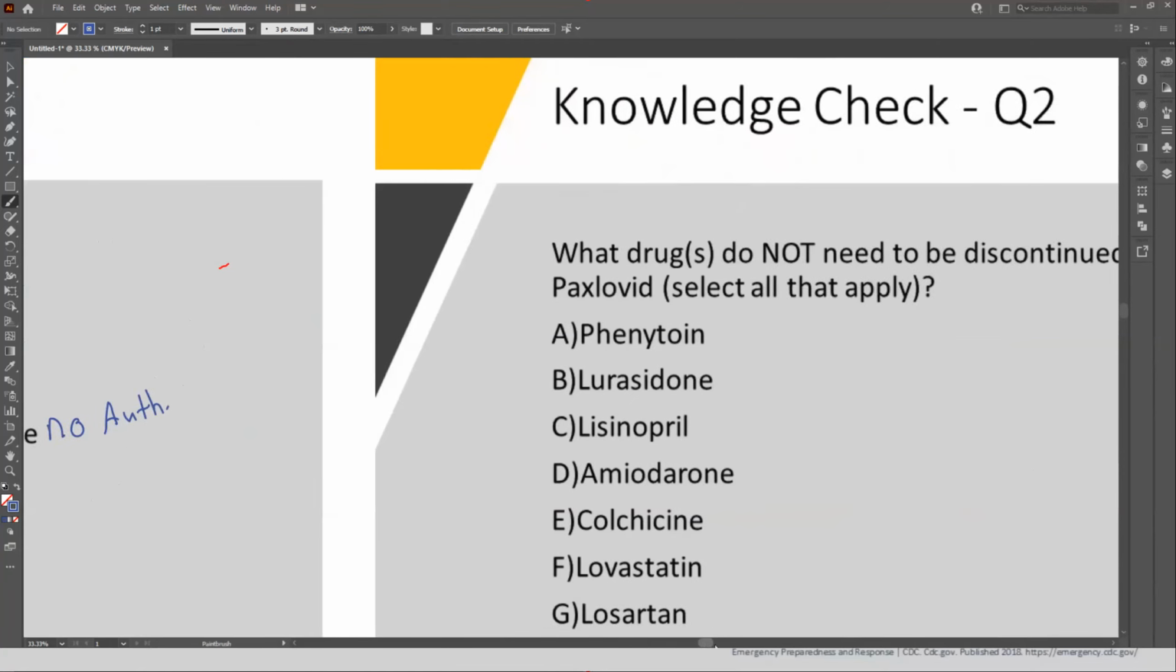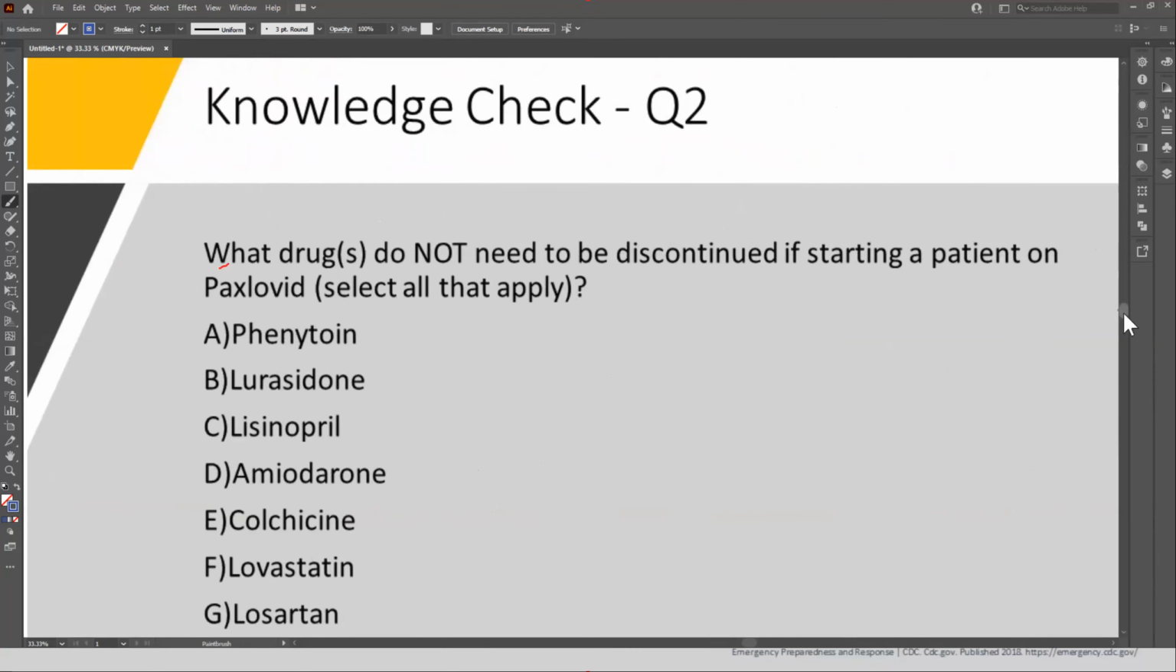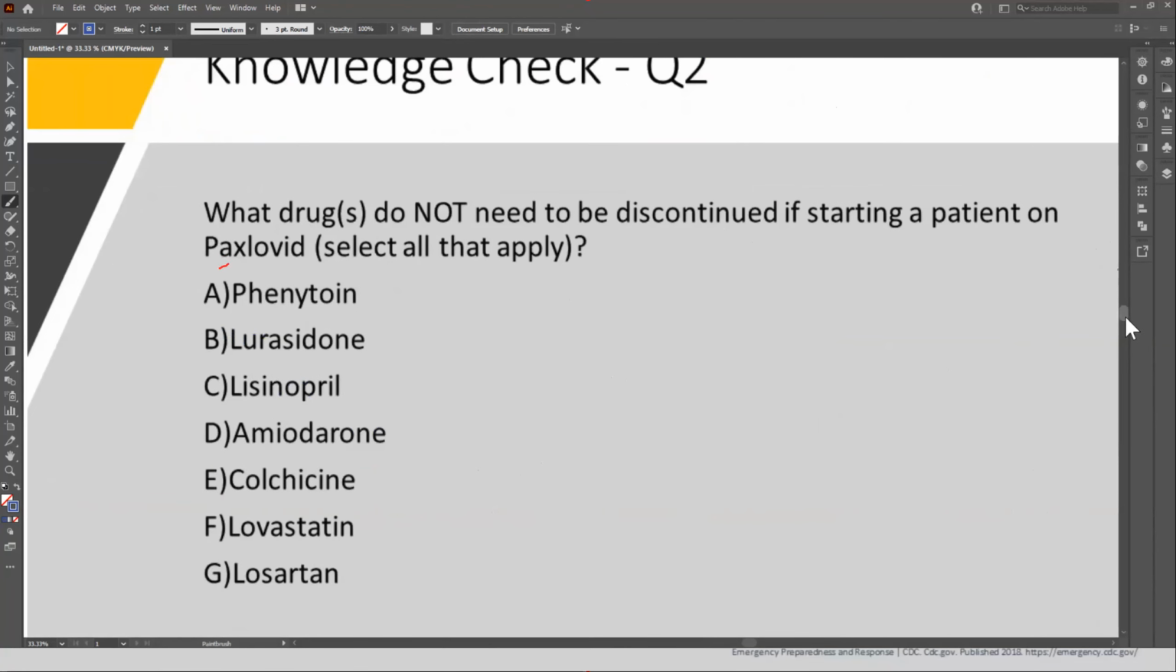All right, we'll move on to our next knowledge check. I'm trying to write this as clear and legible as I can. I'm using a pen on the screen here, so we'll see if we can get this to look good. All right, next question is, what drugs do not need to be discontinued if starting a patient on Paxlovid? There's more than one answer choice in this case. I'll give you some time to think about it, and then we'll go through all of the different medications.